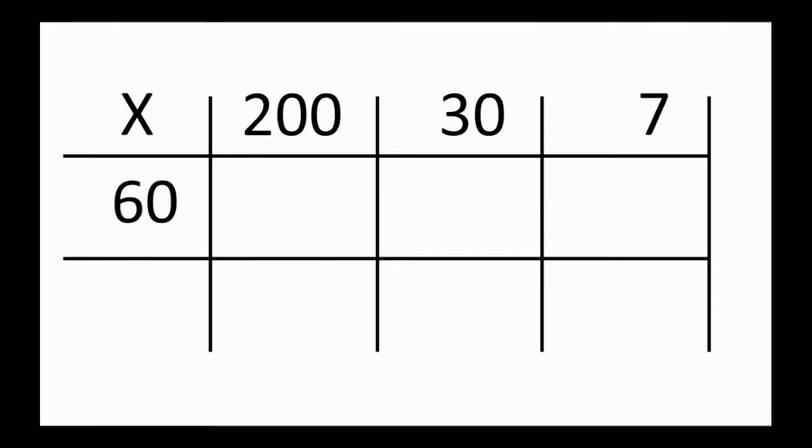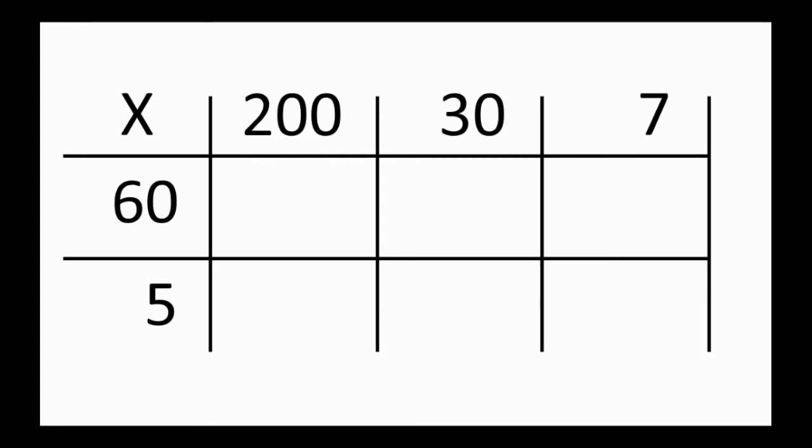We then draw out a grid and put a multiplication sign in the top left hand corner and put the 200, 30 and 7 across the top of the table and the 60 and the 5 down the side of the table. We're now going to take each number in turn to multiply.